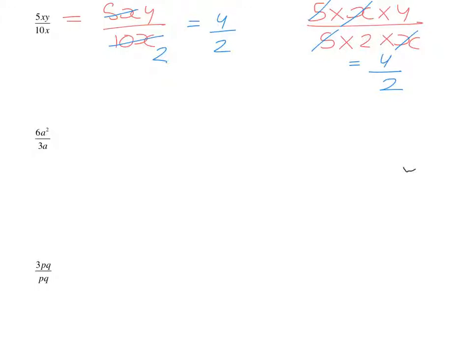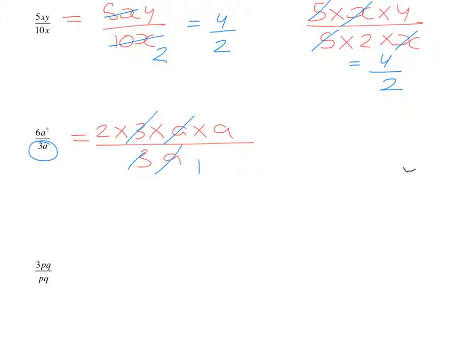6a squared over 3a. Either write it out, 2 multiplied by 3 multiplied by a, all over 3a, and then cancel out 3a, 3a. Now when it appears that everything's cancelled out, it's because you've divided by 3a, and 3a divided by 3a is 1, so we're left with 1 in the denominator, so the answer is 2a over 1, which is exactly the same as 2a. Anything divided by 1 is itself.